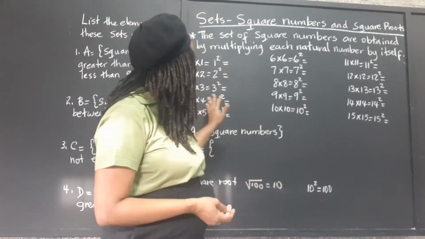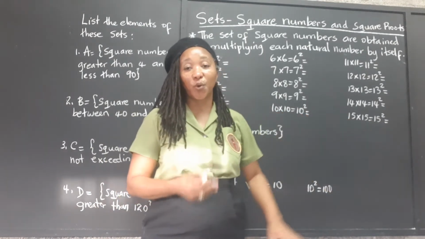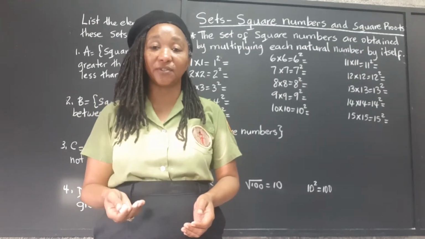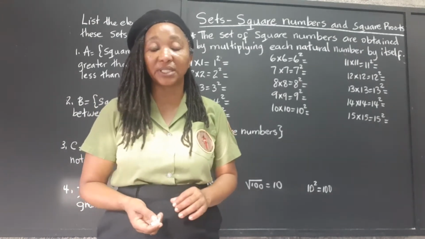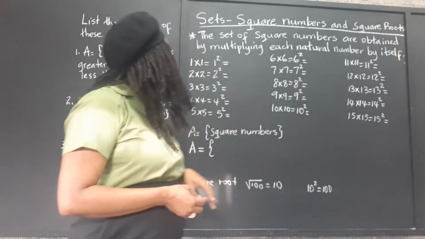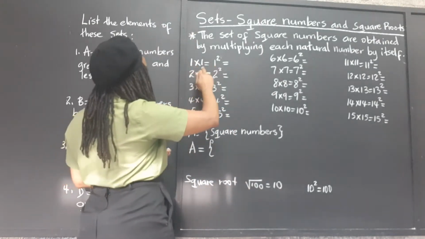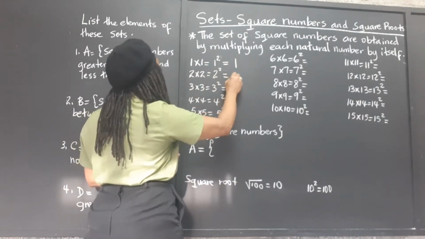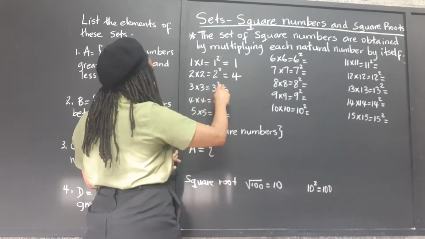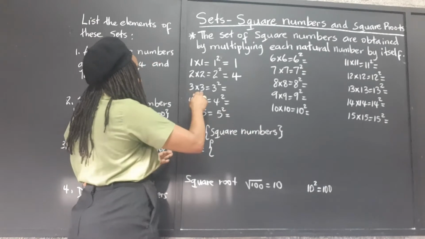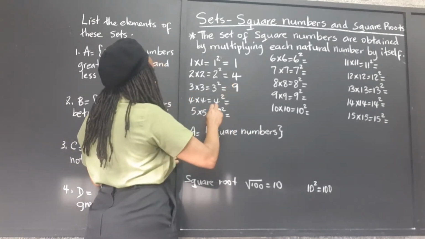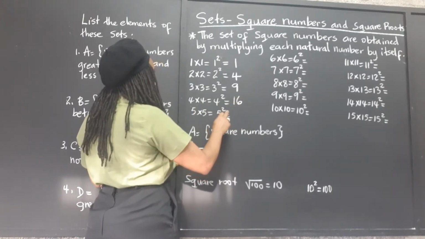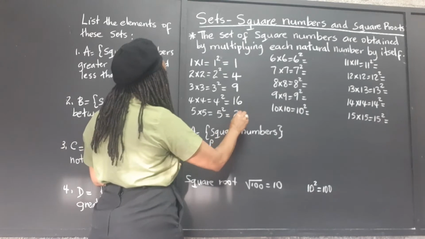So we're going to do the first 15 square numbers simply by multiplying the natural numbers by themselves. Remember, natural or counting numbers start at 1. So 1 squared or 1 times 1, that's 1. 2 squared or 2 times 2, that's 4. 3 squared, 3 to the second power, or 3 times 3, that's 9. 4 squared or 4 times 4, that's 16. 5 squared, 5 times 5, that's 25.